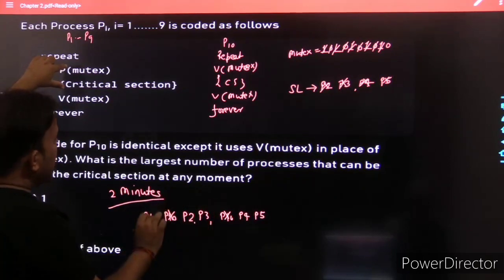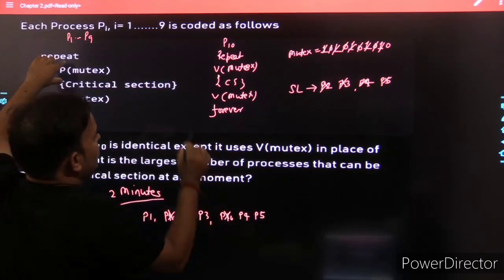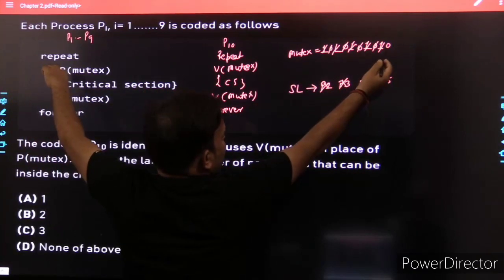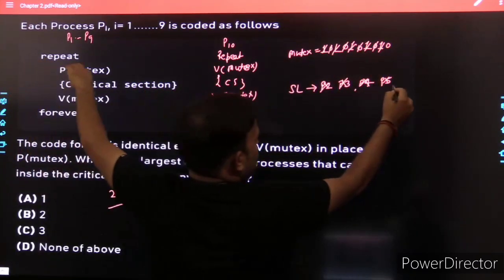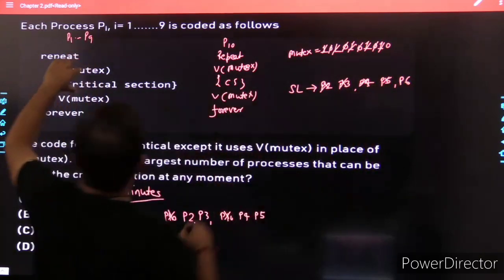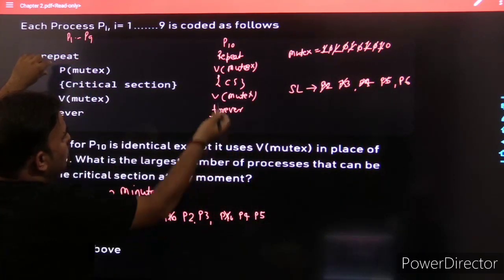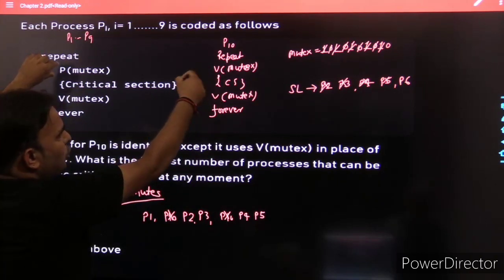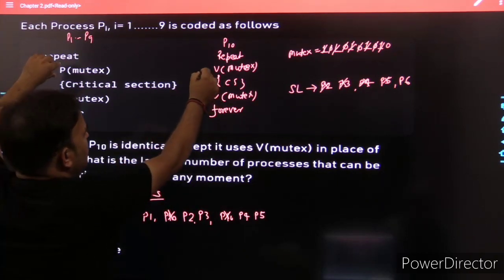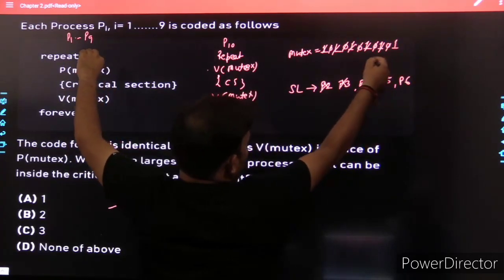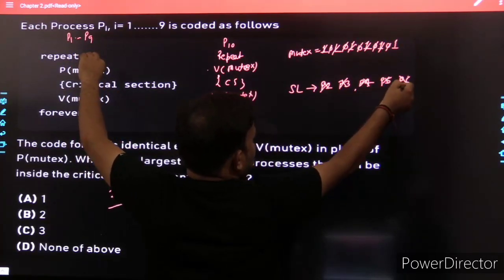Can P6 go into the critical section? No, because when P6 performs this down operation, the mutex value is 0. It will block and go into the suspended list. So now again P10 wants to leave the critical section, so it will perform this up operation, and after performing this up operation, it will wake up this P6.